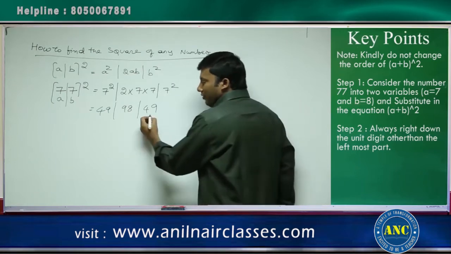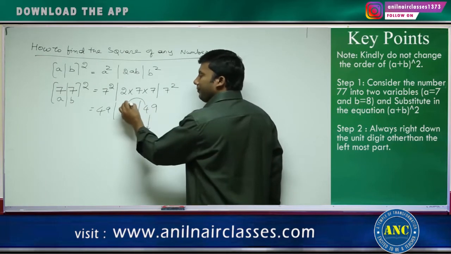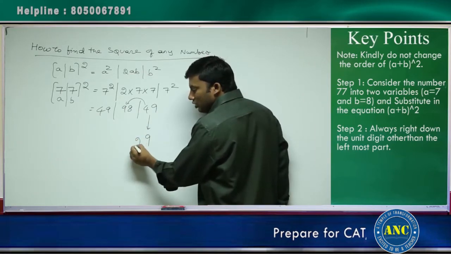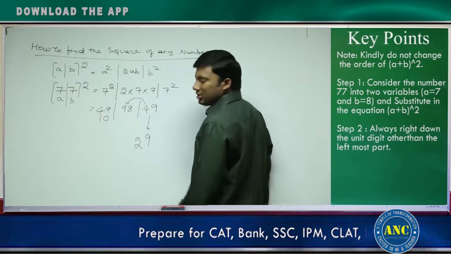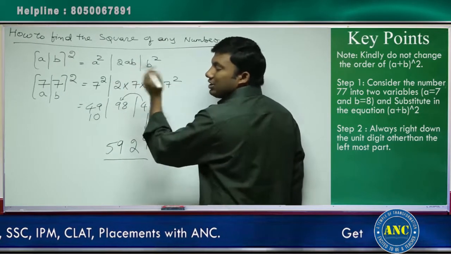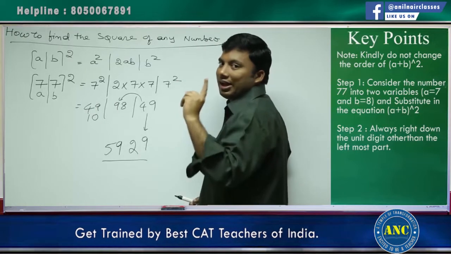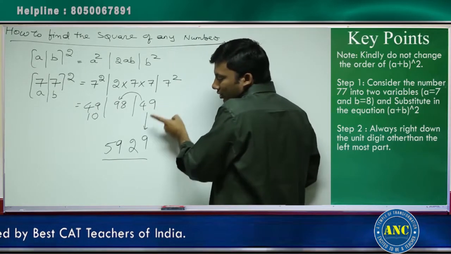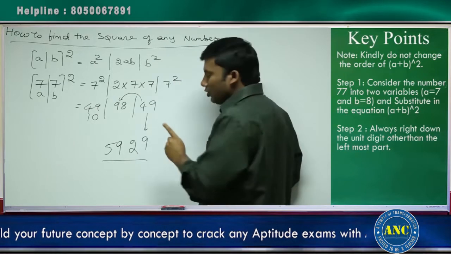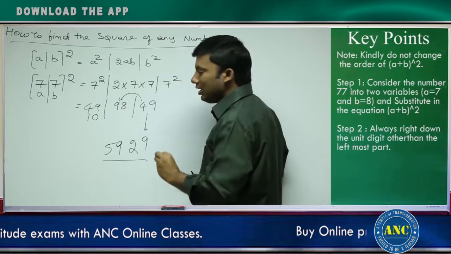In the second step, always write down the unit digit. 49, what is the unit digit? 9. 4 carried. 98 plus 4 is 102. What is the unit digit in 102? 2. 10 carried. What is 49 plus 10? 59. Again, I am repeating the logic. After substituting the corresponding values of a and b, other than the leftmost place, in every place take only the unit digit. 9, 4 carried. 98 plus 4, 102, unit digit 2, 10 carried. 49 plus 10 is 59. Answer for 77 whole square is 5929.